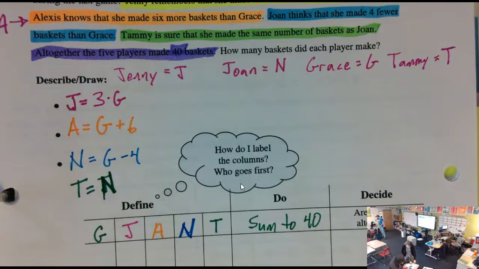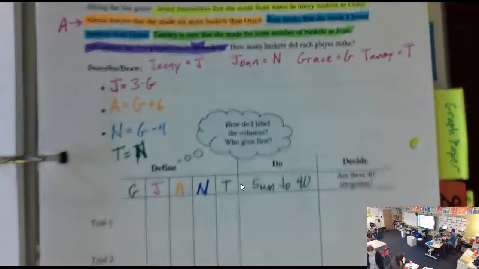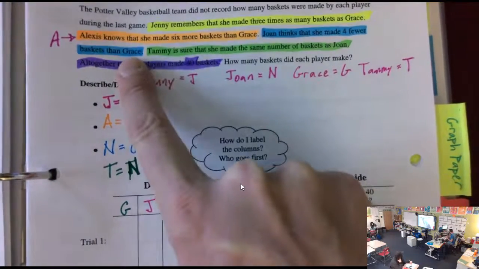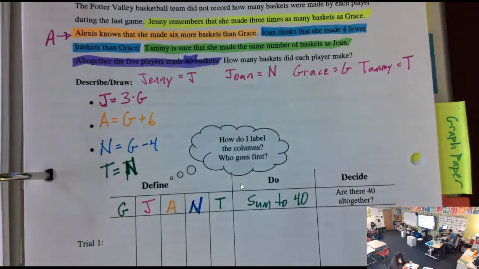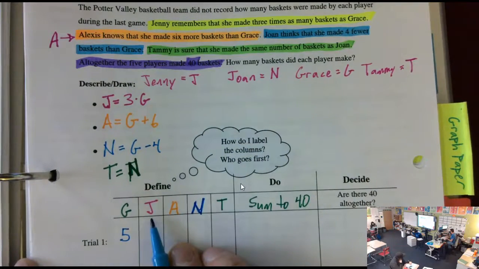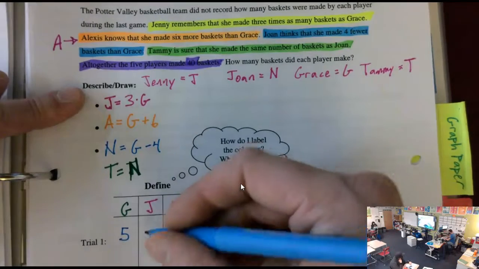Yeah, so like if Grace is 5, Joan and Tammy both make 1. So guys, my first guess is going to be Grace at 5. I don't know that it's right or wrong, but because I know Joan made 4 fewer than Grace, Grace at least has to make 4, but I'm going to go ahead and give her 5. So if Grace is 5, Joan, 3 times that 5, that'd be 15.